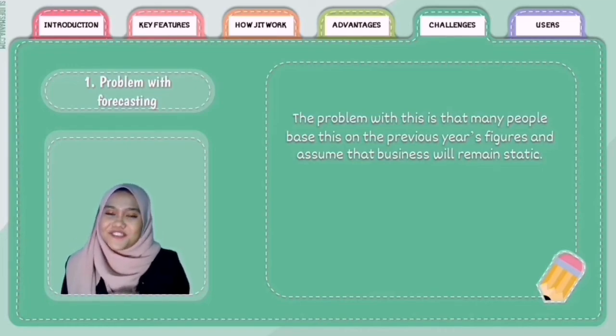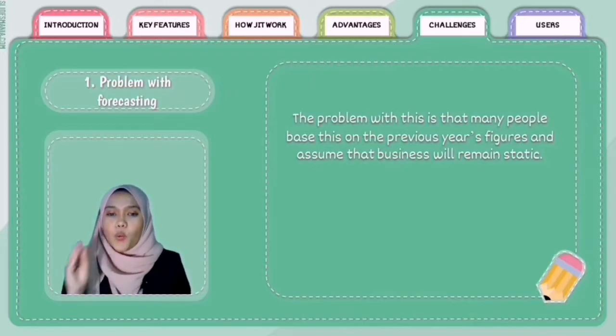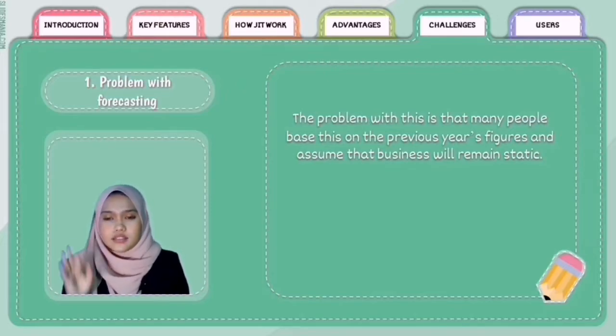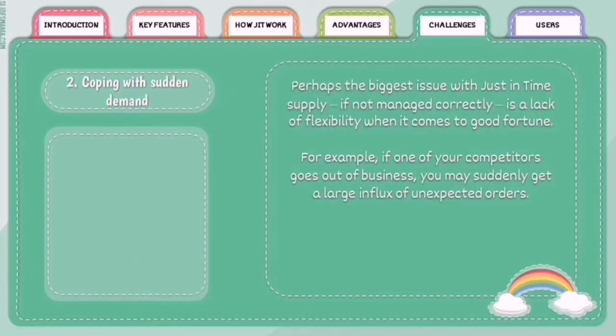So why is forecasting actually a challenge to the JIT system? As we know, by using forecasting, people use the previous year's figures and assume that the business will remain static. So the problem occurs when the business peaks or grows over the years. Thus, the forecast will be misleading. Ultimately, this could mean the business runs out of its required corrugated packaging before the next delivery date.